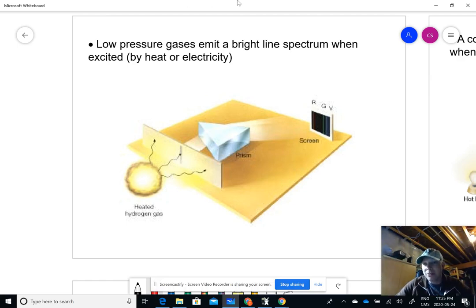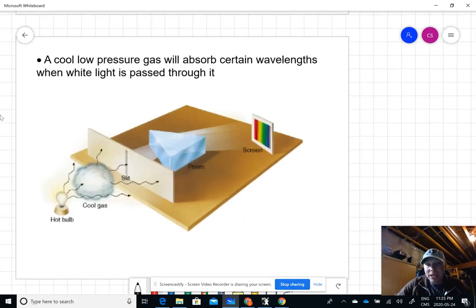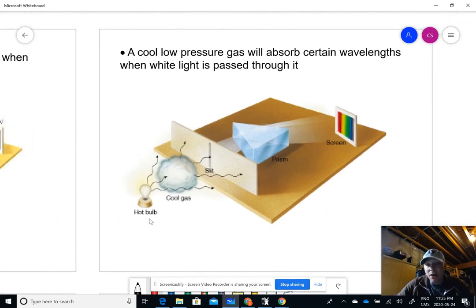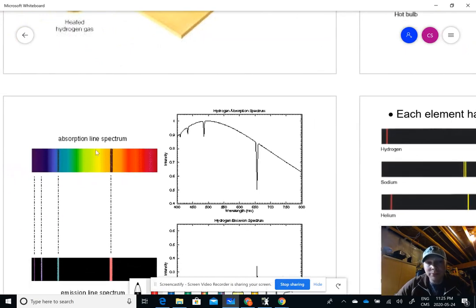In this diagram here, we just have a light to begin with. We have a hot light bulb here, and we're trying to get that light over here, but we have to pass it through this cool gas first, and the cool gas is absorbing some of that energy and taking out some of these wavelengths of light. Okay, that's the big difference.